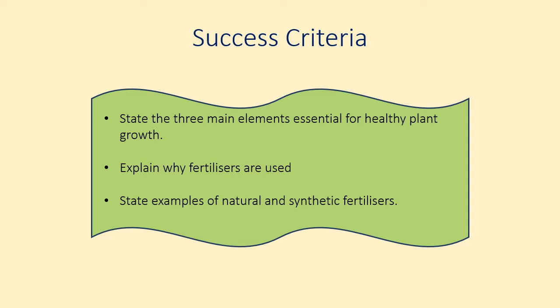The three main elements, nitrogen, phosphorus, and potassium, NPK. Why fertilizers are used? Well, they're used to help plants grow better, and examples of natural and synthetic fertilizers. So natural fertilizers are things like compost and manure, and synthetic fertilizers are man-made chemicals. The rest of this video is going to be questions, so as usual, if you would like to test yourself for revision purposes, continue watching, otherwise you can turn off now.